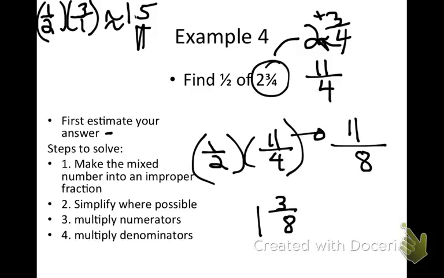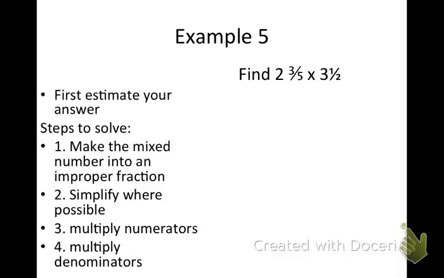Okay, so we're probably going to practice some of these next, I bet. Oh, one more example. First we're going to estimate: 2 3/5 times 3 1/2. Well, 3/5 is kind of like a half. So I have 2.5 and 3.5. Can we say that's almost like 2 times 4? So it's close to 2 times 4, which should be about 8.